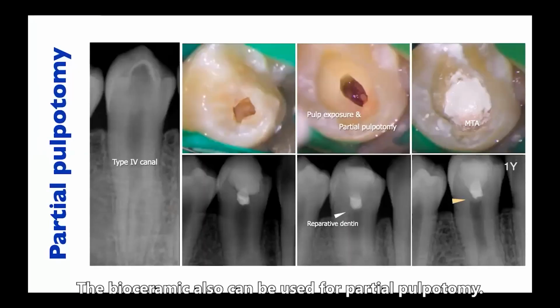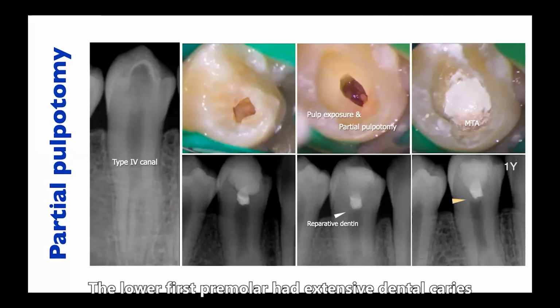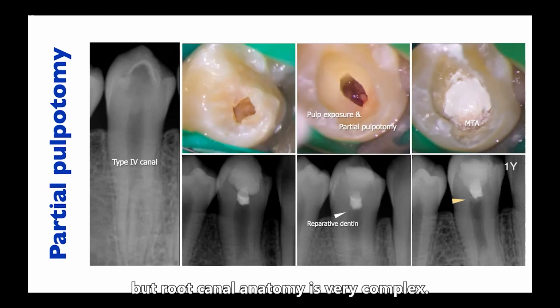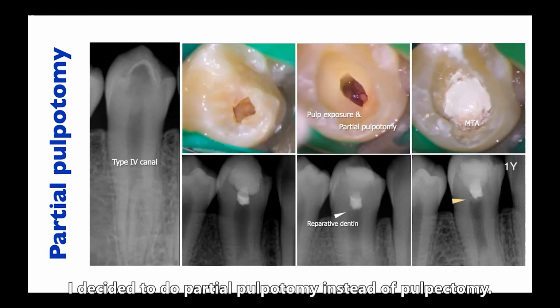The bioceramic also can be used for partial pulpotomy. The lower first premolar had extensive dental caries because of the presence of dens invaginatus. Actually, conventional root canal treatment might be required, but the root canal anatomy is very complex. As you know, the divided root canals are very hard to manage. In this respect, I decided to do partial pulpotomy instead of pulpectomy.